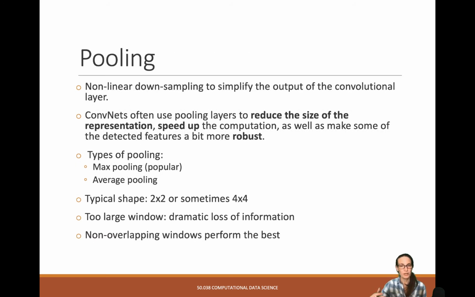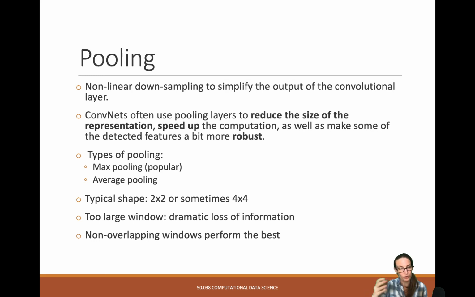Then, if you look back to the image, we had convolution, we had the activation function, and then we have a pooling layer. Pooling is often done for downsampling, to simplify the output of the convolutional layer. So pooling reduces the size of the representation. This is good sometimes if you want to speed up the computation as well as make the detected features a little bit more robust. You make things a little bit more vague so you can deal with them better. You have fewer parameters. Two types of pooling are very popular: max pooling and average pooling. A typical shape of the pooling window is 2 by 2 or 4 by 4. If your window becomes too big, you're going to lose a lot of information.